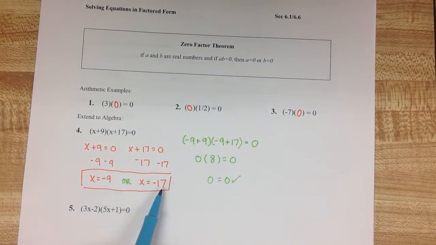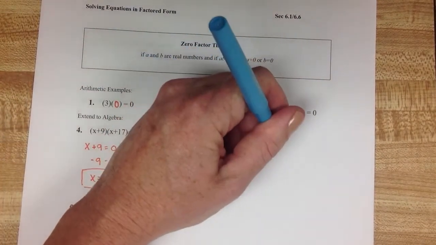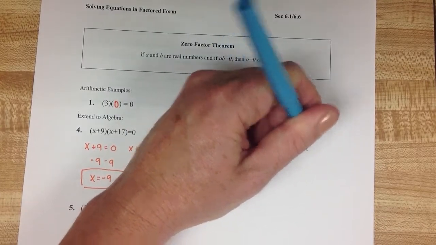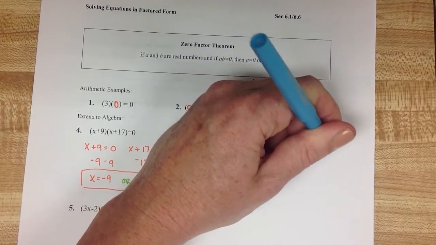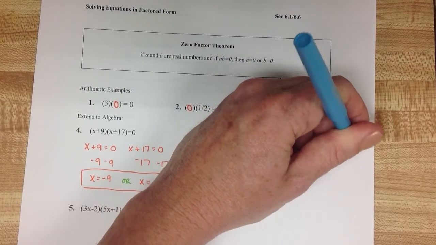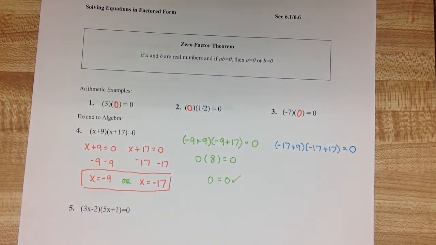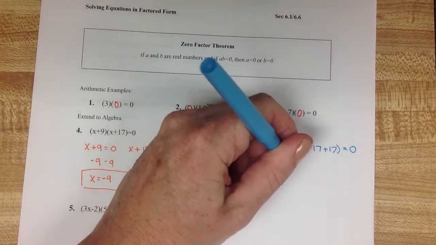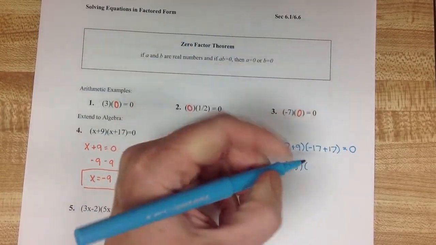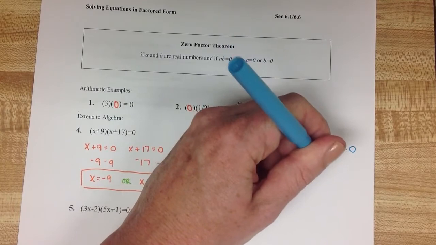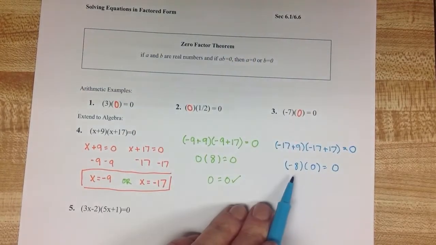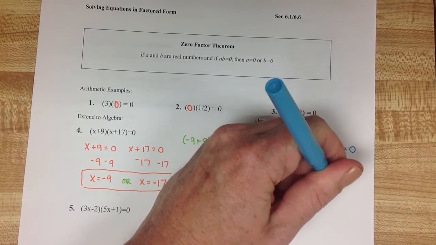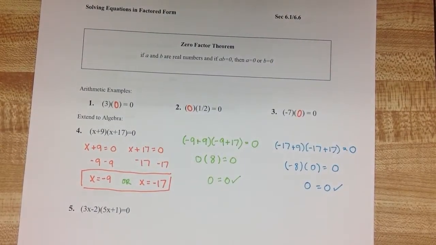Checking my other possible solution, -17, I'm going to write (-17 + 9)(-17 + 17) = 0. When I add these together, I get -8, and -17 + 17 is 0. So I have -8 times 0, which is also 0. So both of those answers check out.